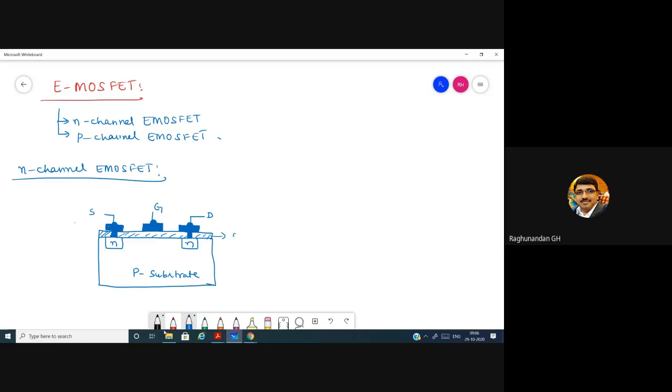So this is our SiO2 layer, and we will have a substrate connection here, that is the fourth terminal, the substrate connection we have. Can anyone tell me what is missing in this figure?